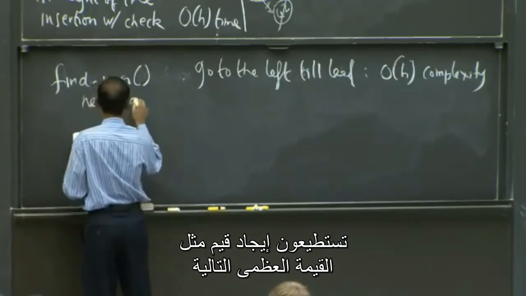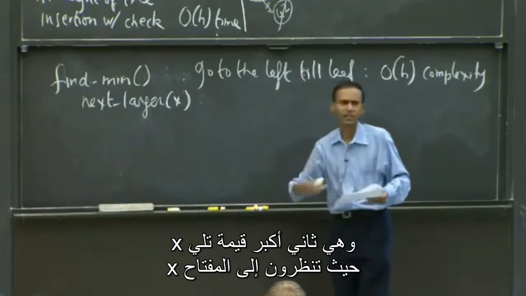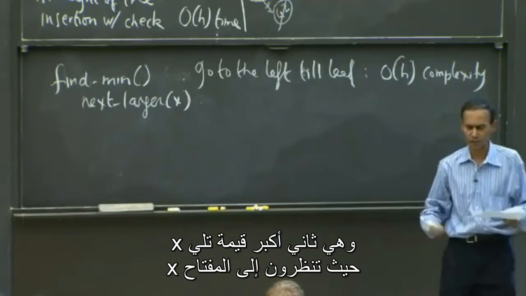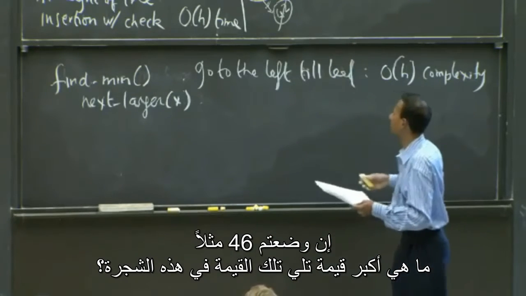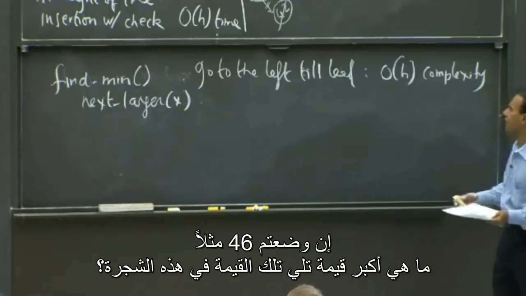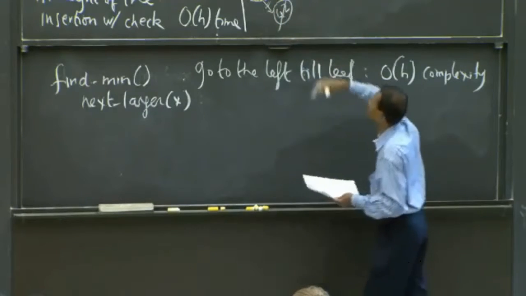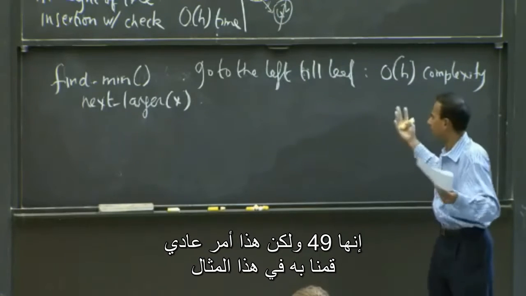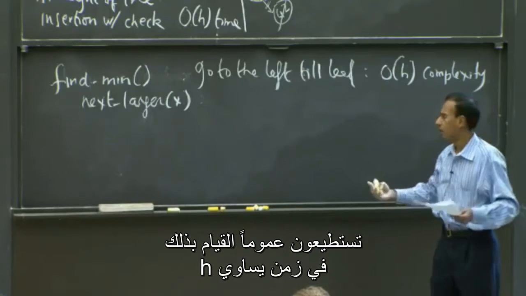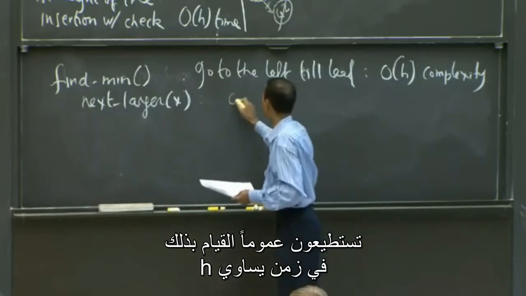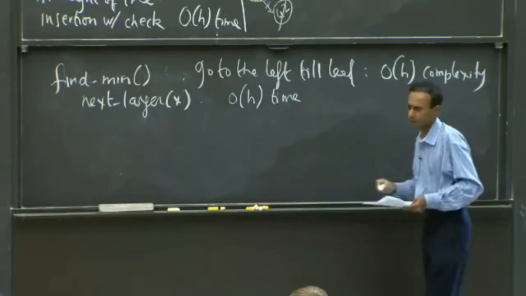You can find things like next larger x, which is the next largest value beyond x. You look at the key for x, and you say, for example, if you put 46 in there, what's the next thing that's larger than that? In this tree here, it's 49, but that was trivially done in this example. But in general, you can do this in order H time as well, and you can see the pseudocode, and we'll probably cover that in section tomorrow.